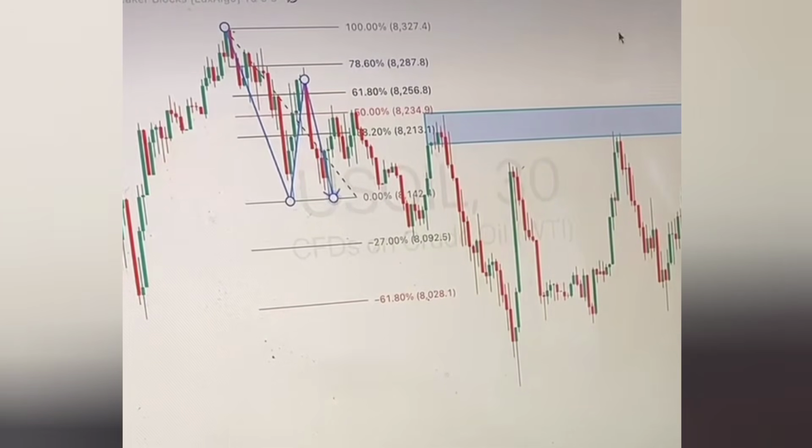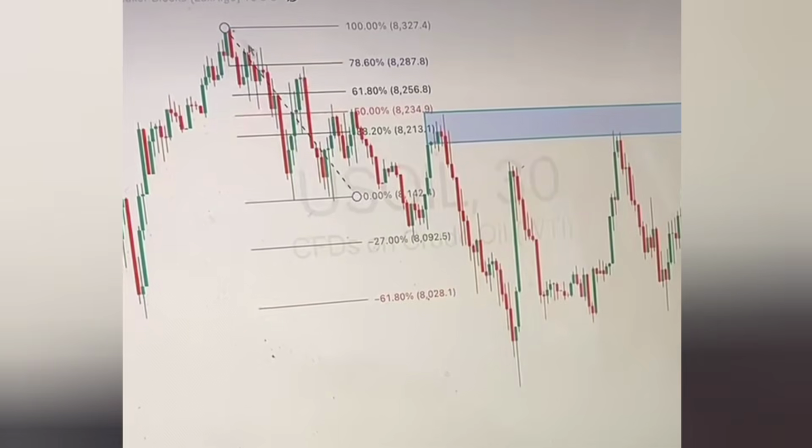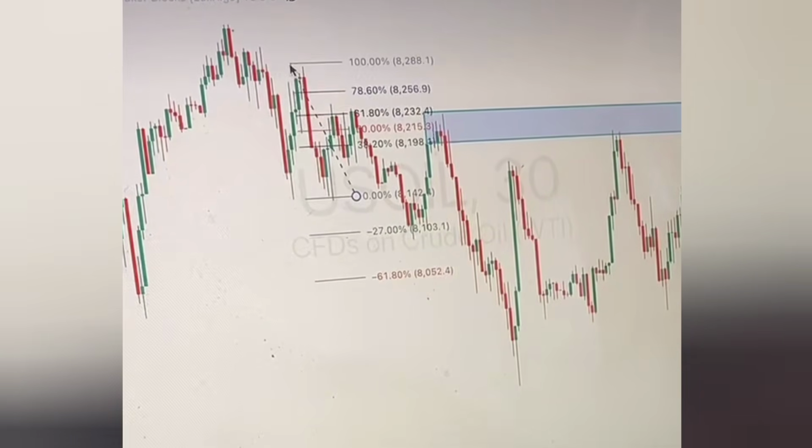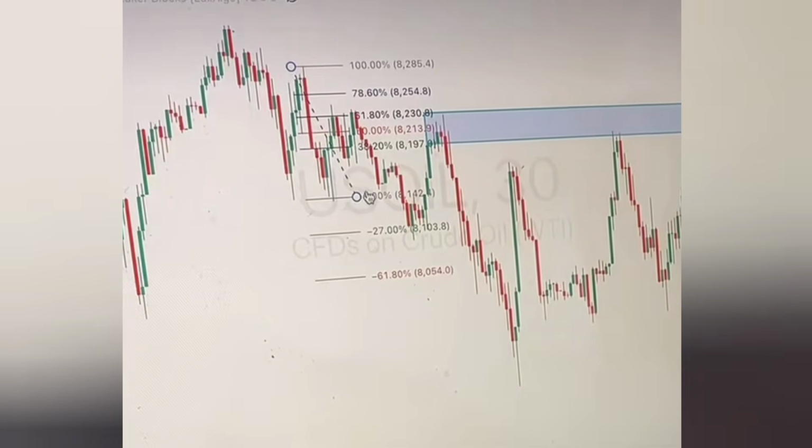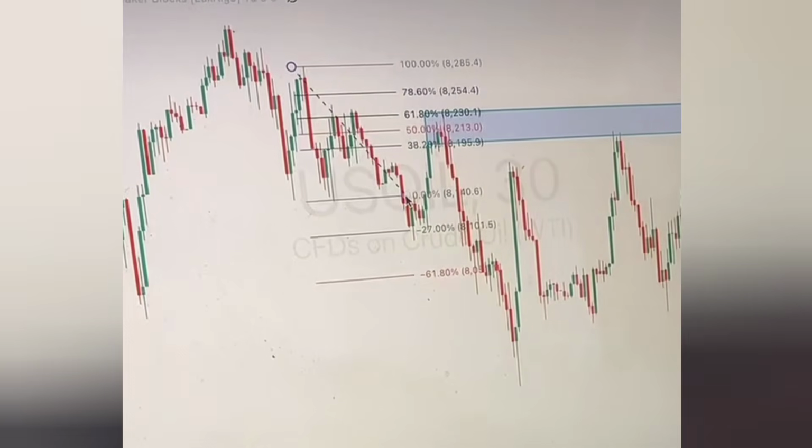Good. Now, move your Fibonacci. That one has given you some money. You have made money. Start from this high, from this recent high now to the recent low right there. Extend your levels. Where did the market reverse from? 61 again. Thank you.